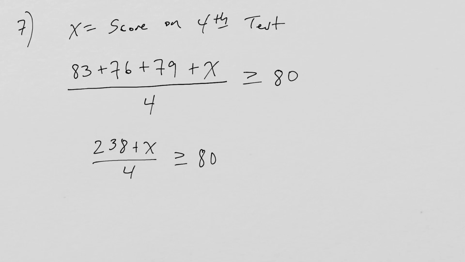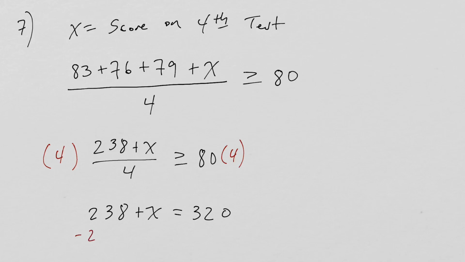And now I'm going to multiply each side by 4. So I'll get 238 plus x is greater than or equal to 320. And I'll subtract 238 from each side.